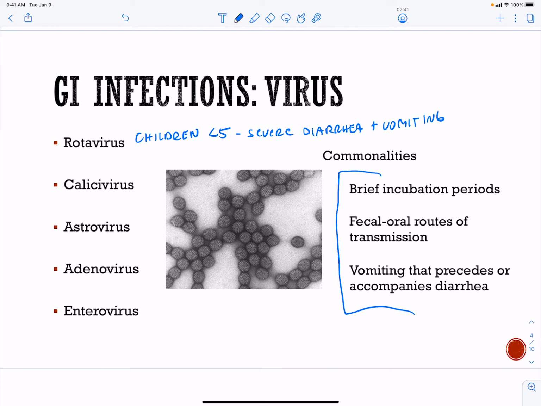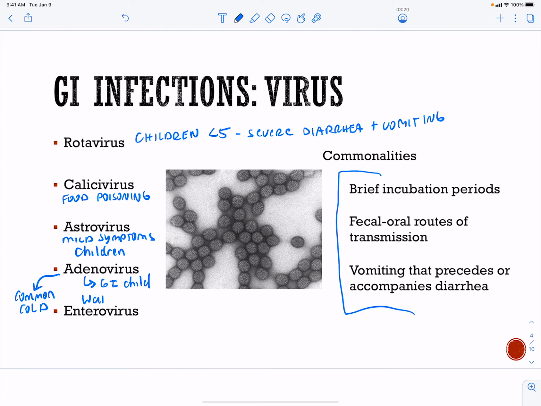And we're going to have caliciviruses such as the Norwalk virus, and this is going to be associated with food poisoning. We have our astrovirus, which is going to be in children with mild symptoms. We have adenoviruses, which can cause a common cold, or it can cause a GI infection in children. And this is going to be watery diarrhea.